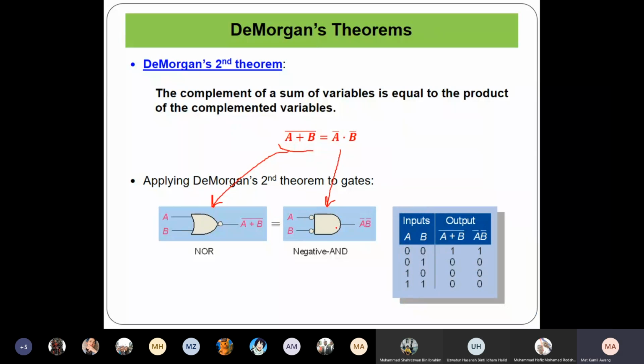Okay, so this is the truth table. You can do as what I've shown just now. You can do it on your own to prove that, yes, NOR is actually equivalent to negative AND.